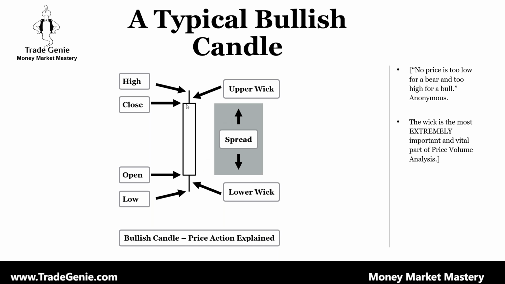So this is the spread. Spread is between the open and the close. So we understand that. And the candle is bullish because the open is lower than the close, or the close is higher than the open. So now we know that this is bullish.